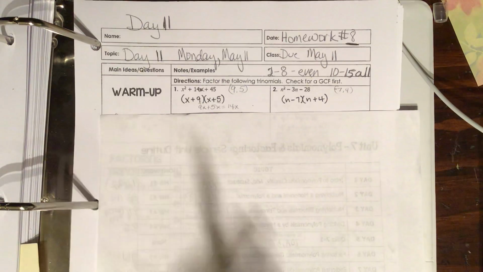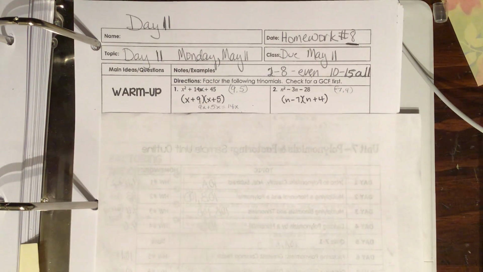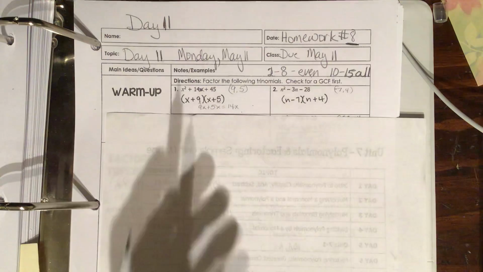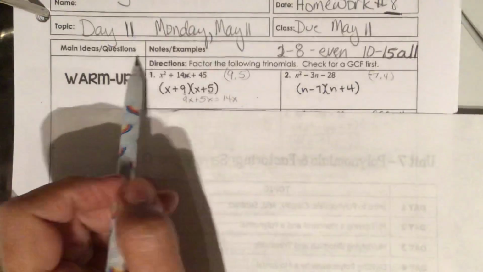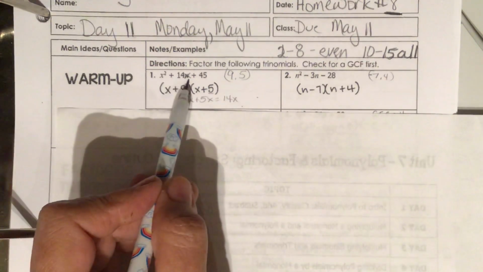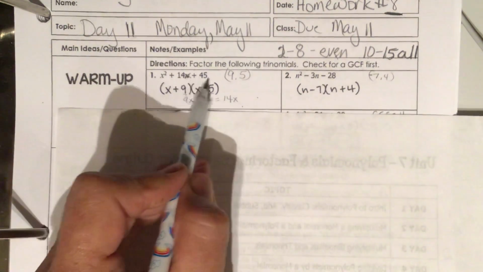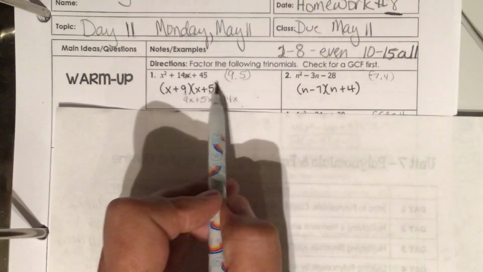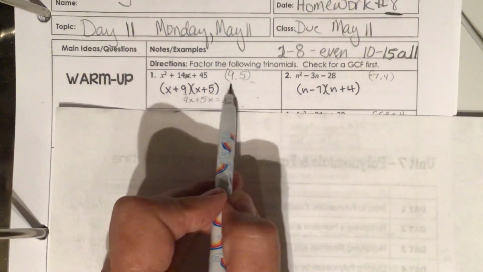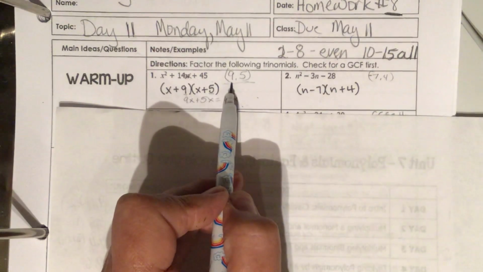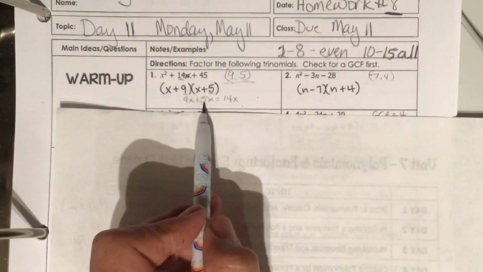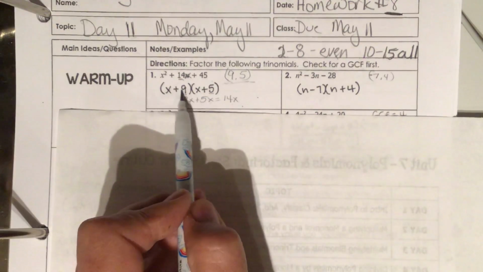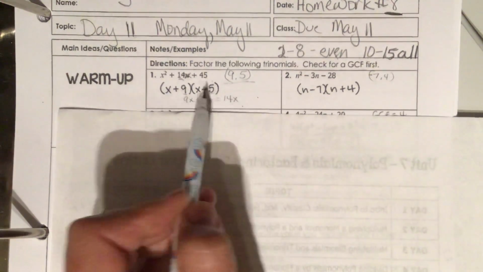Today you're going to be factoring using the slip and slide method, but first we're going to do some warm-up to review some of the questions that we have already completed. Let's look at x squared plus 14x plus 45. Remember, we took the two factors. We know 9 and 5 multiplied together give you 45. We need to make a 14 in the middle. So we know 9x plus 5x is equal to 14x. So our answer is x plus 9, x plus 5.